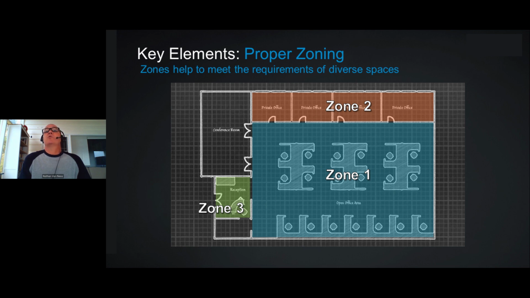So the easiest example of this is shown on the screen as open office space, private offices, and a reception area zone. Each of these environments are very different from one another acoustically speaking. Therefore, we need to be able to adjust the masking for each one without affecting the others.